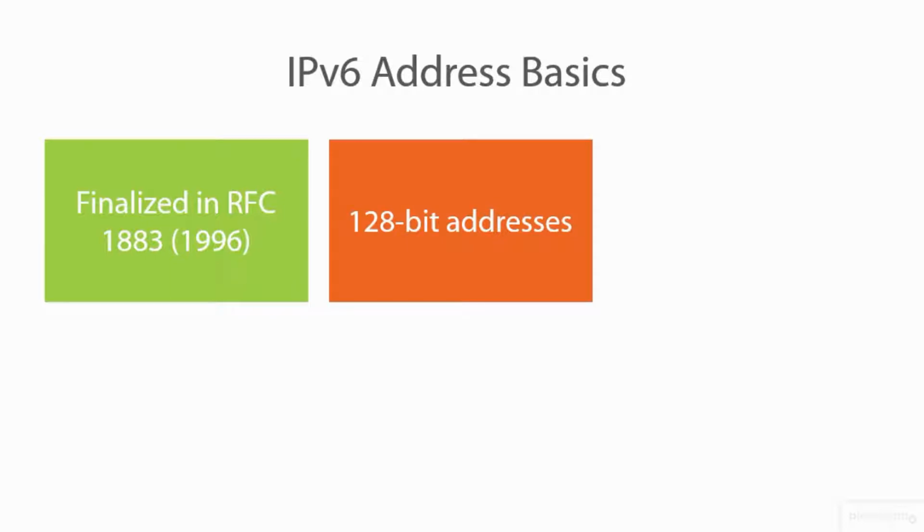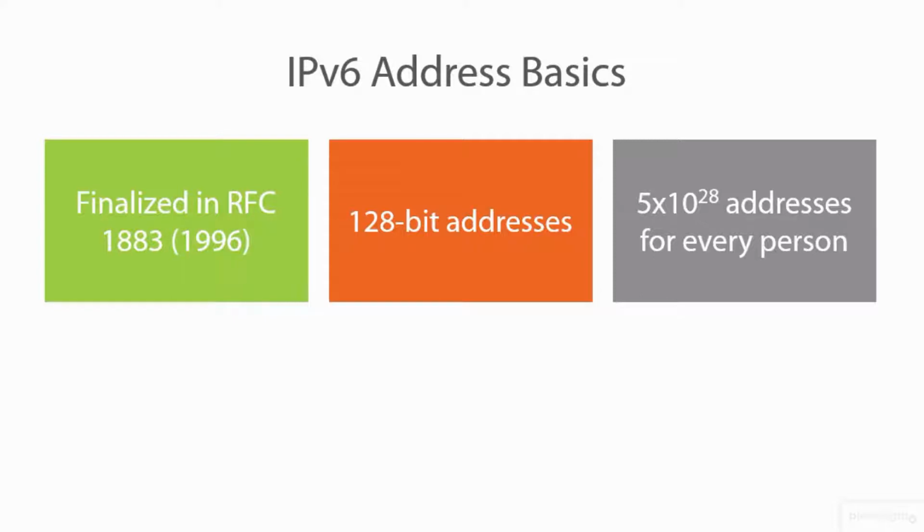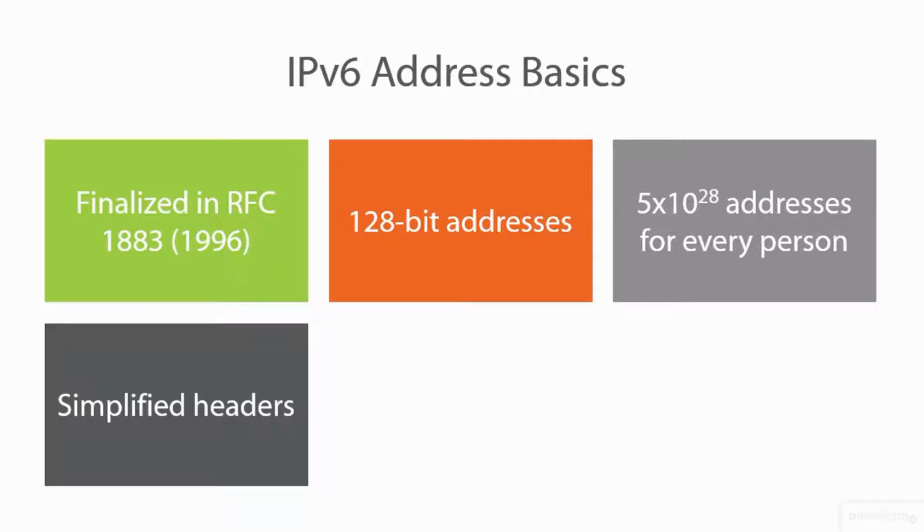IPv6 is meant to solve the address depletion of IPv4 because IPv6 addresses are a whopping 128 bits long. That's 5 times 10 to the 28th. That's 5 with 28 zeros after it, addresses for every person on Earth. So again, with technology, you think today, oh, we'll never reach that limit. You know we will, but hopefully it's going to take us a long time. Some other things that have been corrected in IPv6 that were problematic or are problematic in IPv4 are that the header structure in IPv6 is a lot simpler.